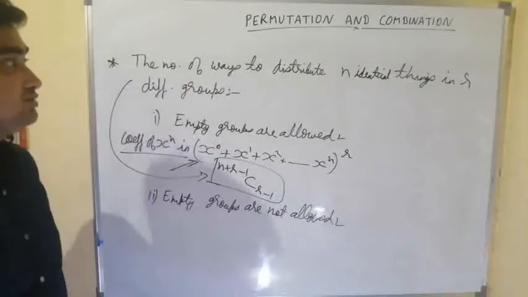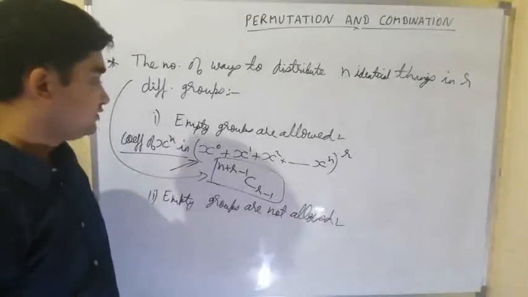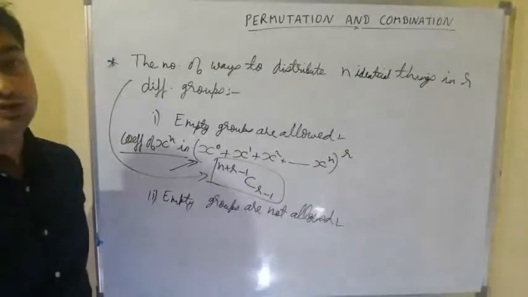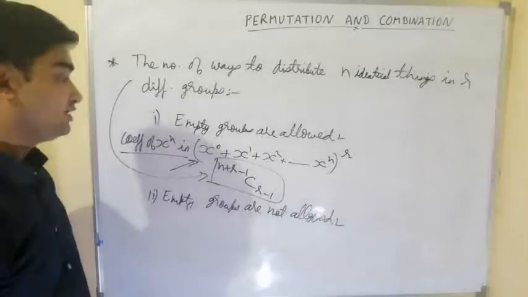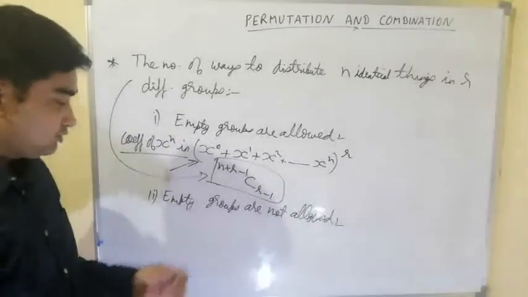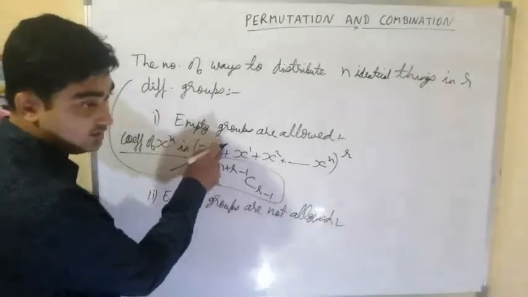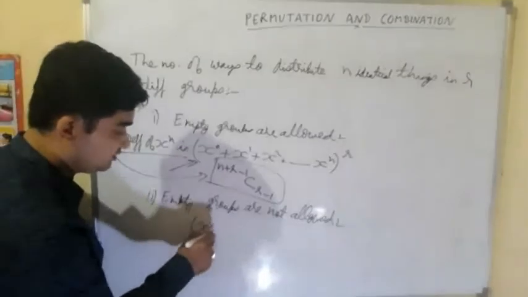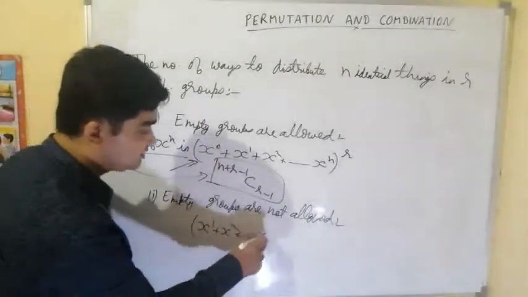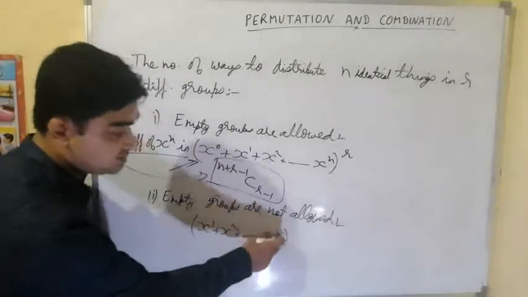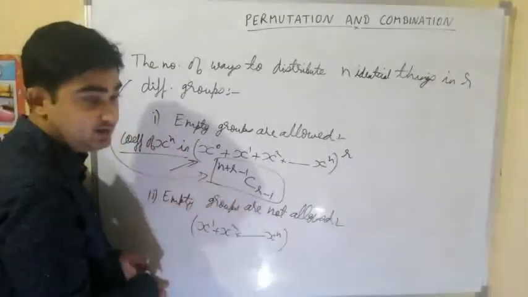The number of ways to distribute n identical things in r different groups is n plus r minus 1 c r minus 1, where empty groups are allowed. If empty groups are not allowed, then x^0 is not a possibility; it is either x^1 or x^2, up to x^n. Here the power represents the number of objects in that group.